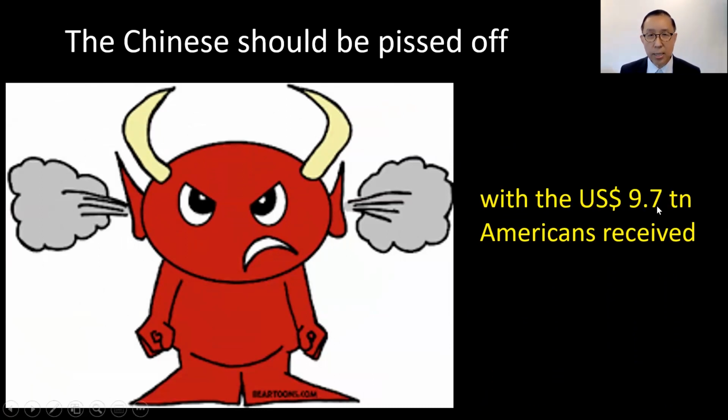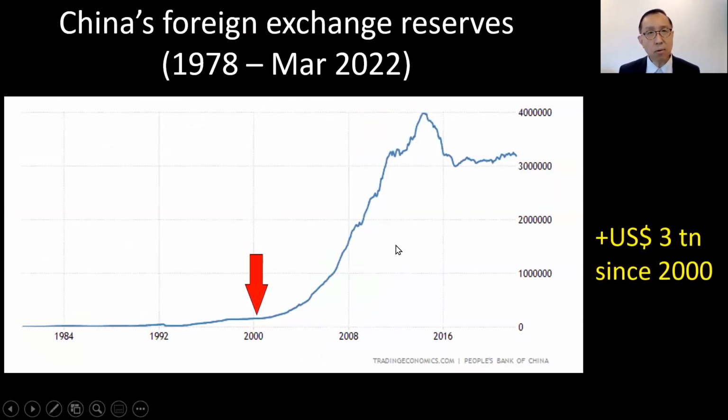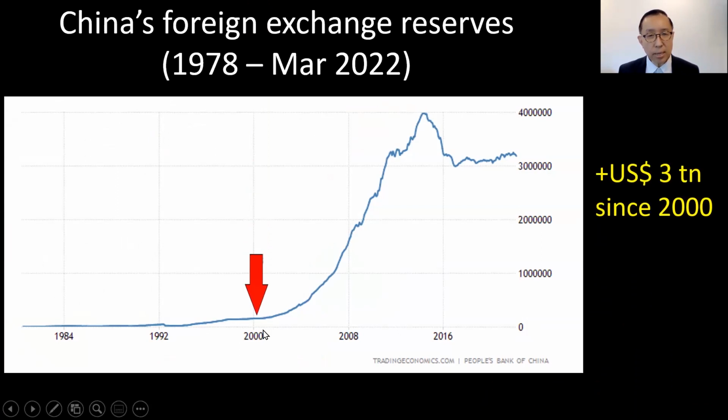Well, if you look at this chart, this one shows China's foreign exchange reserves. And you can see around year 2000, just before China entered WTO, it had less than even $500 billion. And today, 22 years later, it has over $3 trillion. So the Chinese took about 21 years to accumulate $3 trillion in savings. But the Americans got 9.7 trillion within 2 years. So you can understand why the Chinese will be pissed off.